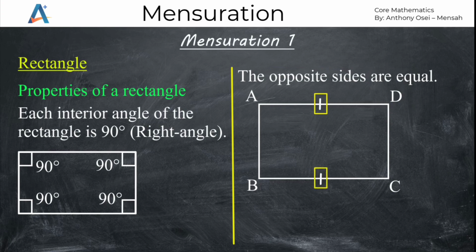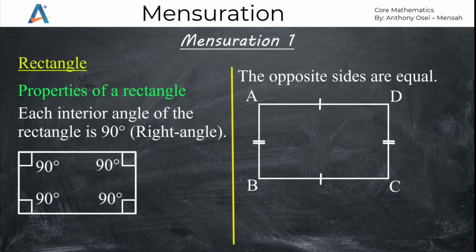And in mathematics, we use strikes to depict equal lines. So when the strike is on the line and there's a strike on another line, the number of strikes on them shows that they are equal. So the side AD and the side BC are equal, and they are opposite to each other. The same as the side AB and the side DC are also equal. That is why you also have two strikes, depicting the fact that they are equal. So that is what makes the opposite sides of the rectangle equal.